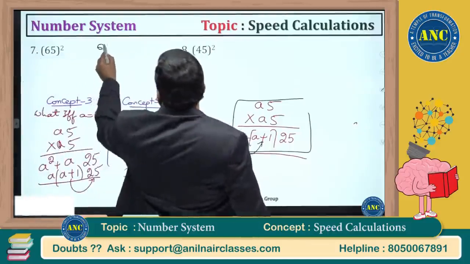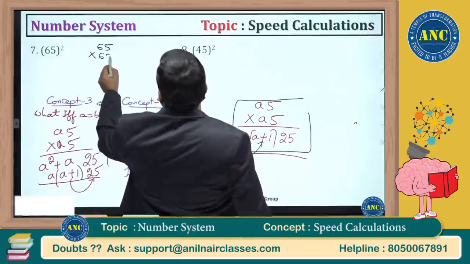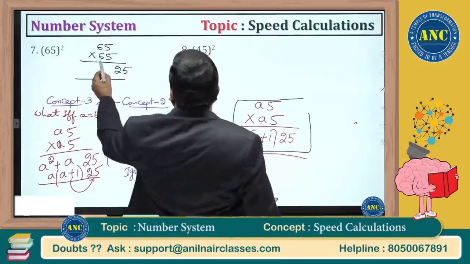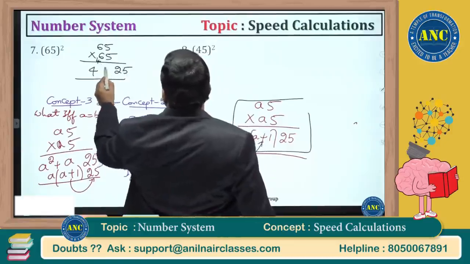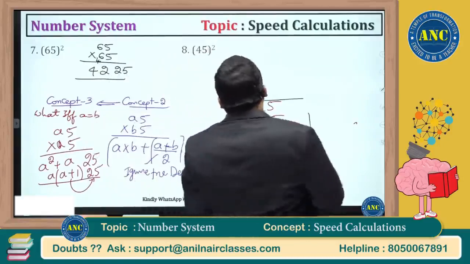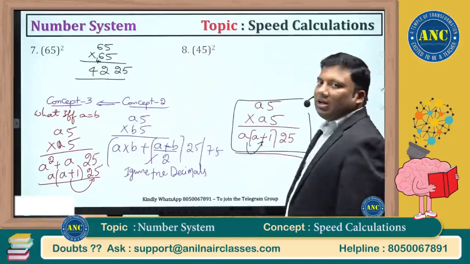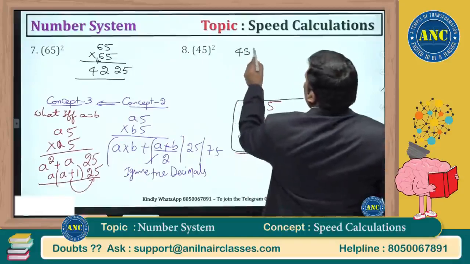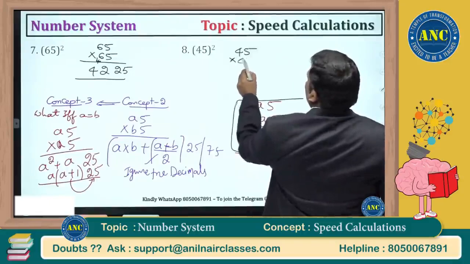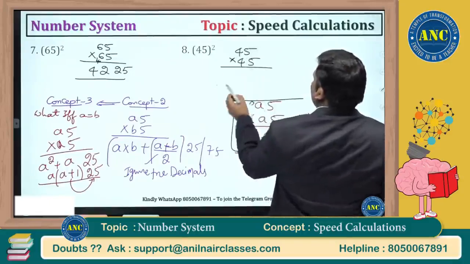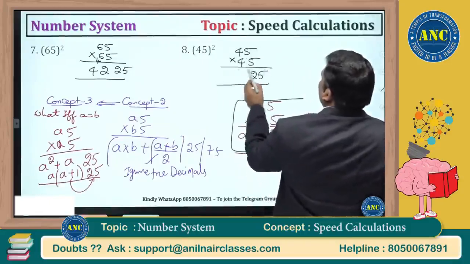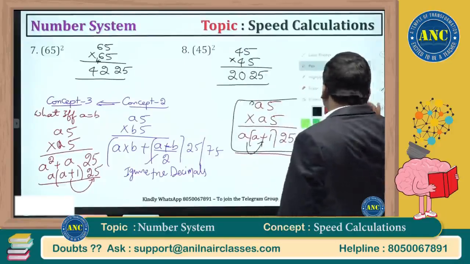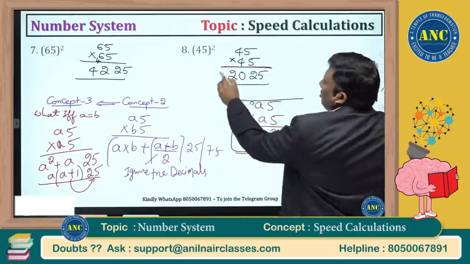One is 65 into 65. A and B both are same. So it is 25, add 1: 7 6s are 42. Why are we adding 1? Because it is A into A plus 1. Next, 45 into 45. Again it is 25, A into A plus 1. So the answer is 2025.